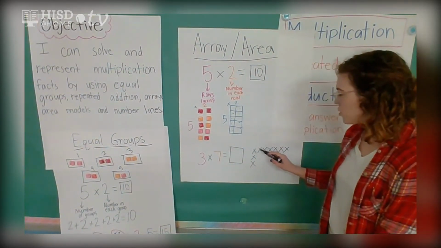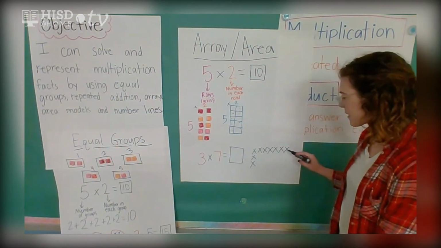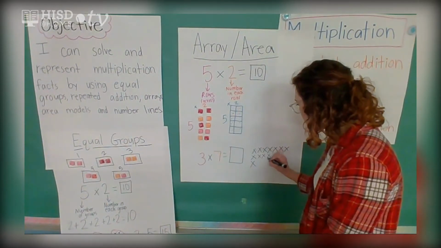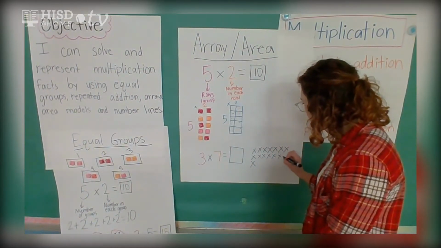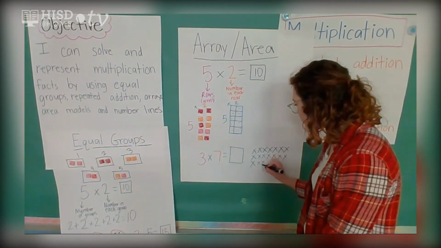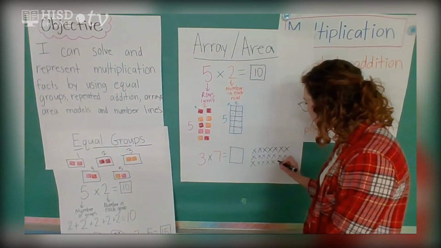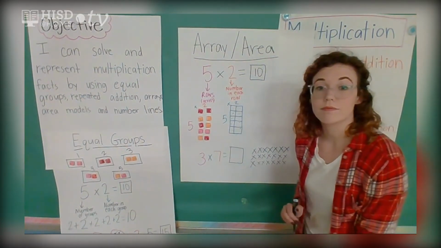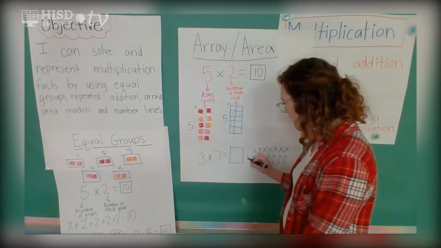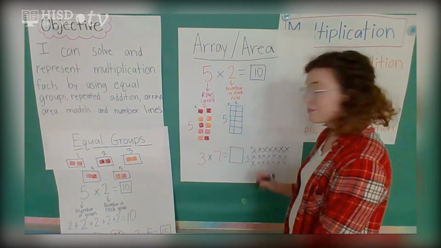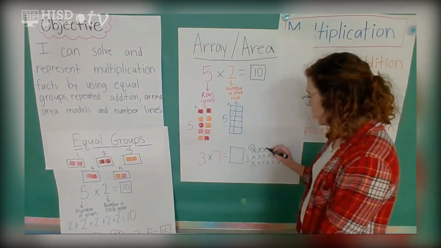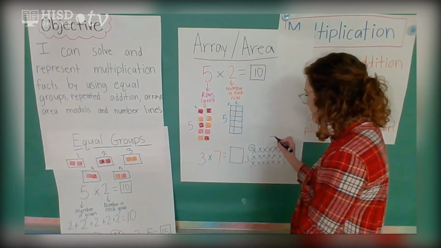And let me double check. 1, 2, 3, 4, 5, 6, 7 in each row. And now I could count, but I know I have 3 going down times, that X is going to be confusing, I'm going to circle it so I know it's the multiplication sign, 1, 2, 3, 4, 5, 6, 7 across.